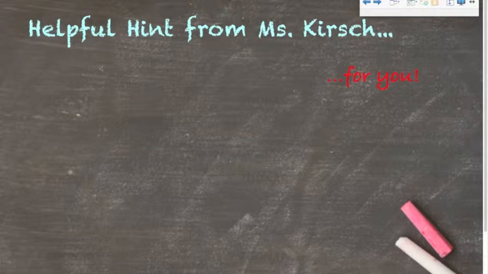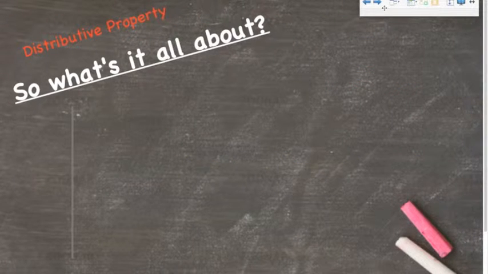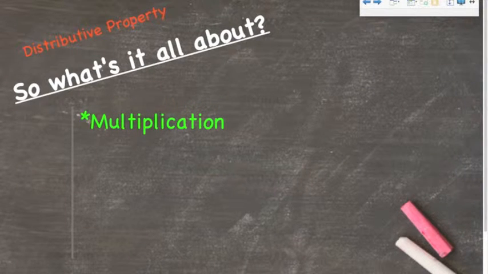Tonight's topic is the distributive property. The first thing that you need to be thinking about when you see the words distributive property is, what is this really all about? What does it mean? When I see the words distributive property, I think about the operation of multiplication, because we know that when we're multiplying, we can use the distributive property to make it a little bit simpler for us.